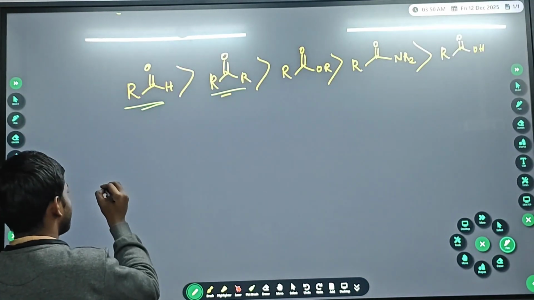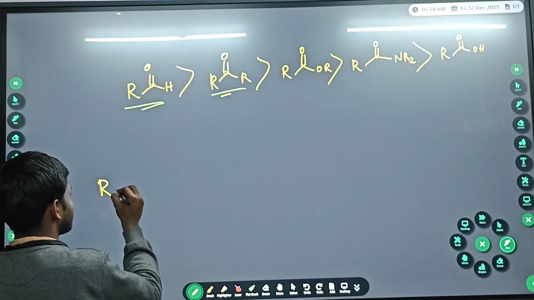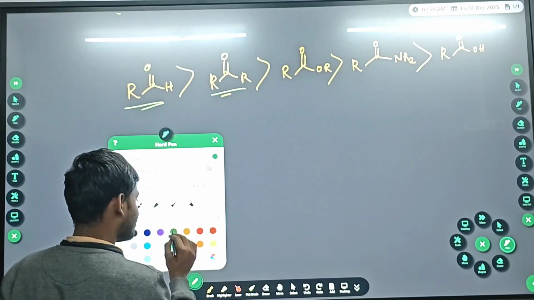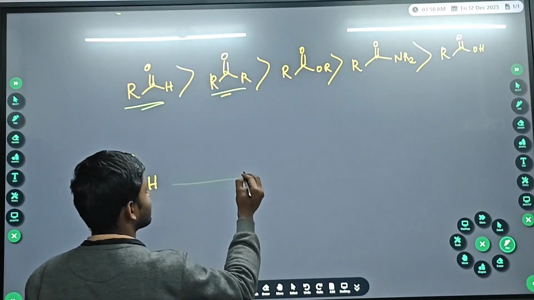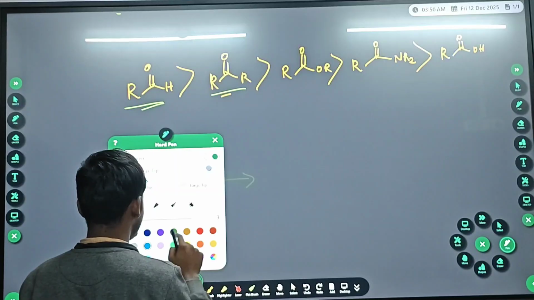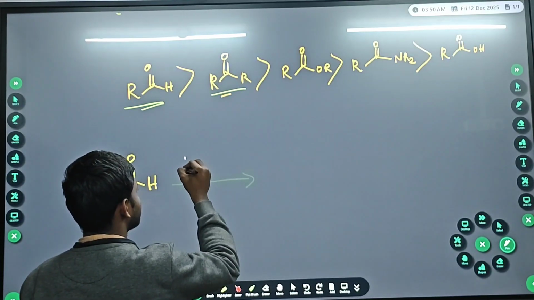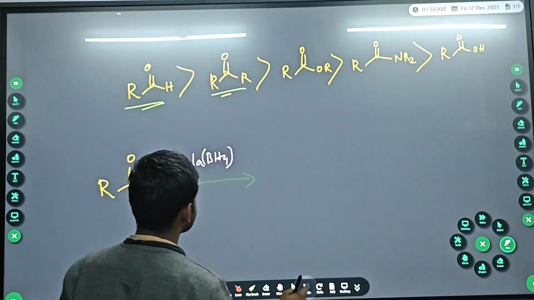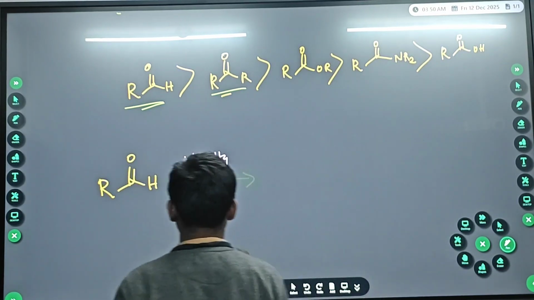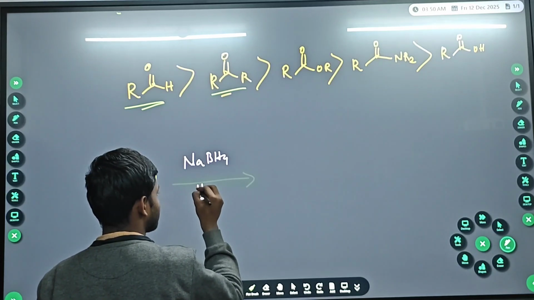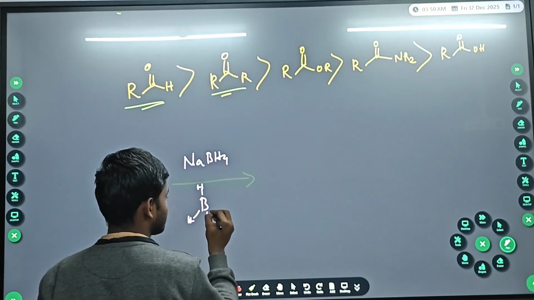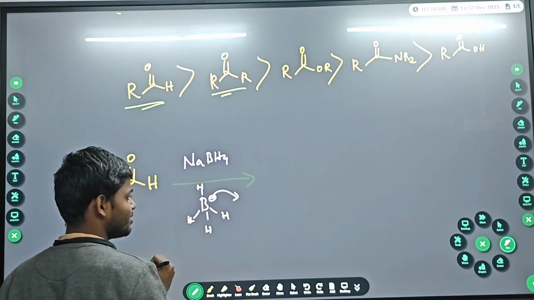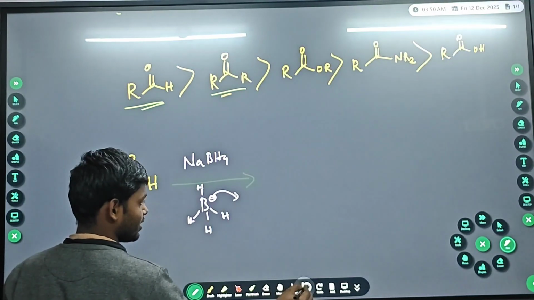So let's say aldehyde. We will use a different color, let's say blue or light blue, for sodium borohydride. So how does this reaction happen? Here you see this is a nucleophile. If you don't understand that this is a nucleophile, that is the wrong thing.